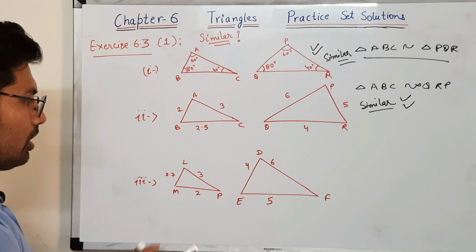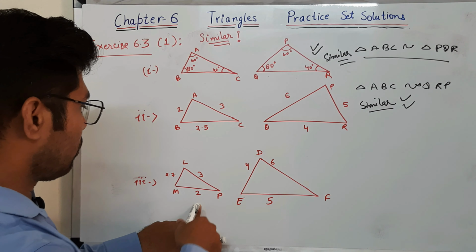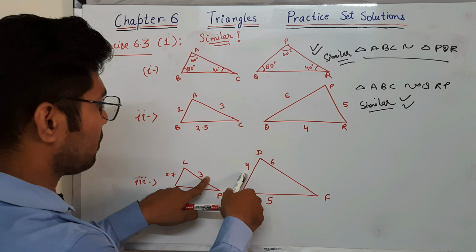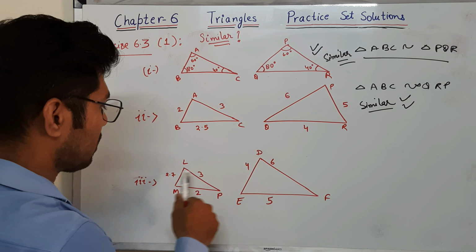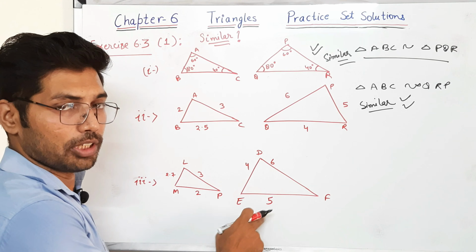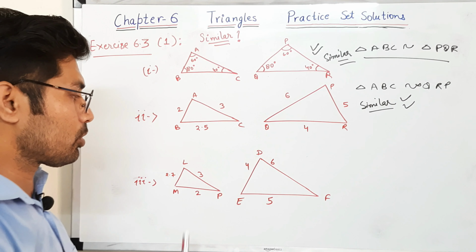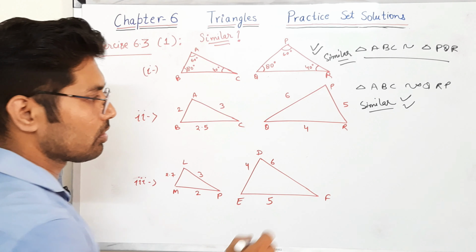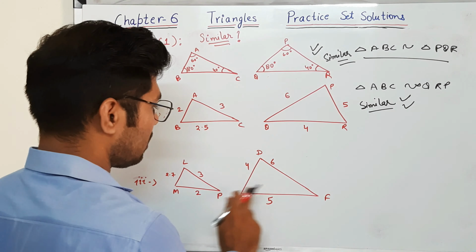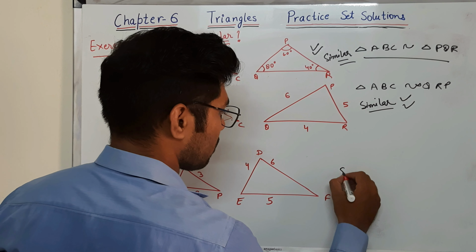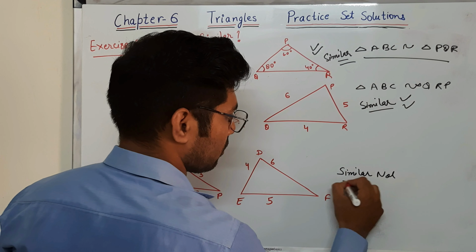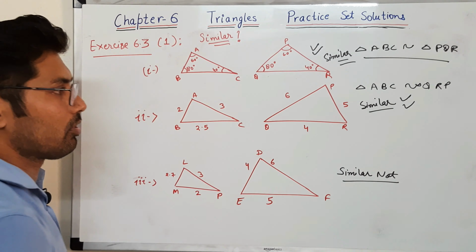Now come to this one. You can say this 2, 3. Multiplying 2 by 2 we get 4, 3 by 2 we get 6, and 2.7 by 2 we get around 5.4. So this is not the same. Two sides are proportional, but the third side is not proportional. We also don't know the angles, so we can directly say that these are not proportional, not similar. Okay, so these are not similar.